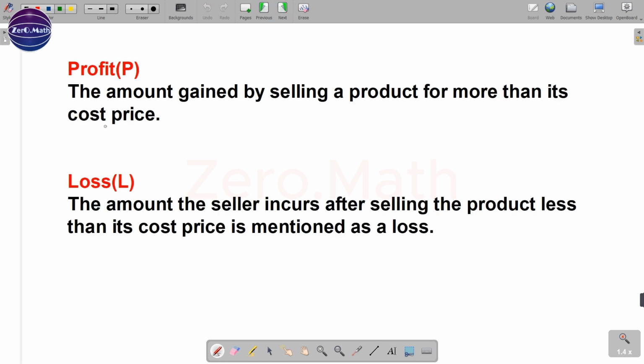Look, now let's see what profit is. There can be two cases. Let's consider the first case when our SP is higher than the CP. How? Let's take the previous example from last time. In that, what was the shopkeeper's situation?